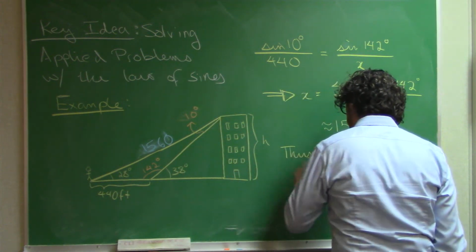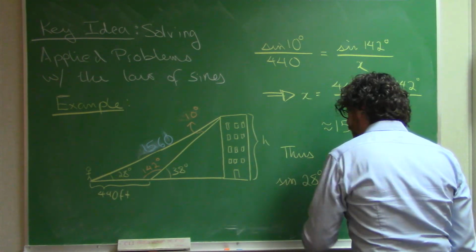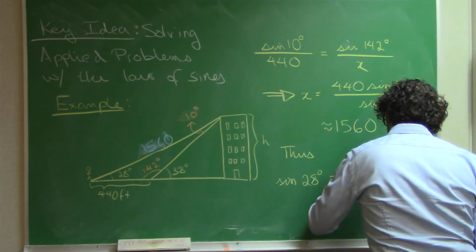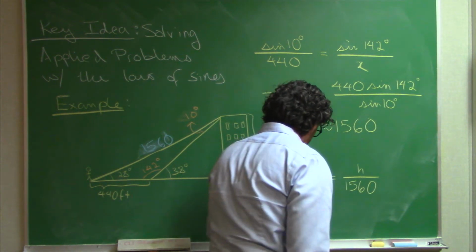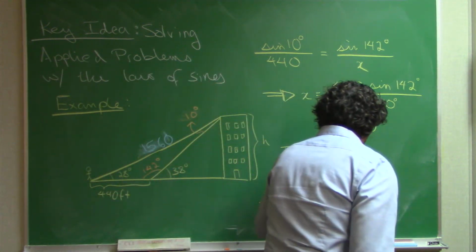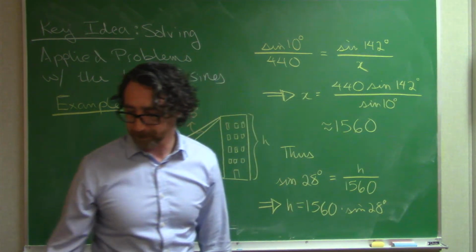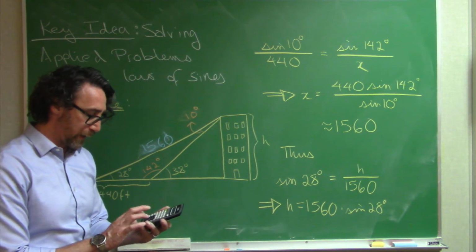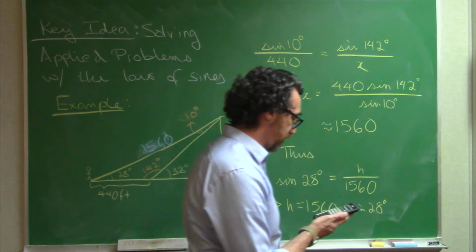Okay, so thus, sine 28 degrees would be opposite over hypotenuse, h over 1560. And that would imply that h equals, well, you multiply it over, 1560 times sine 28 degrees. We'll go ahead and crunch the numbers here. 1560 times sine 28 equals, and I'm getting 732.